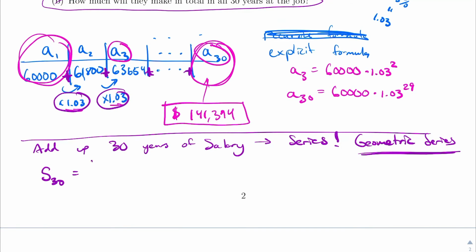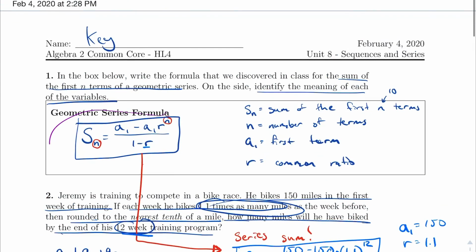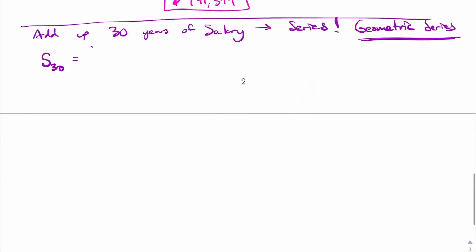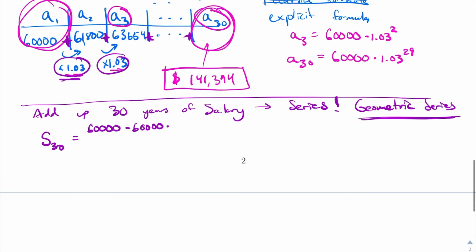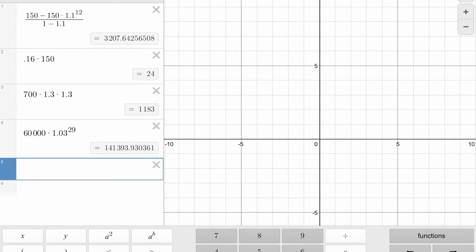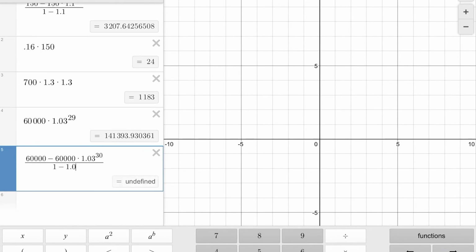So we're going to have A1 from the formula, 60,000, minus A1, 60,000, times R, the common ratio, 1.03, to the nth power, the 30th power, all divided by 1 minus R, which is still 1.03. So using our calculator to compute this: 60,000 minus 60,000 times 1.03 to the 30th power divided by 1 minus 1.03.